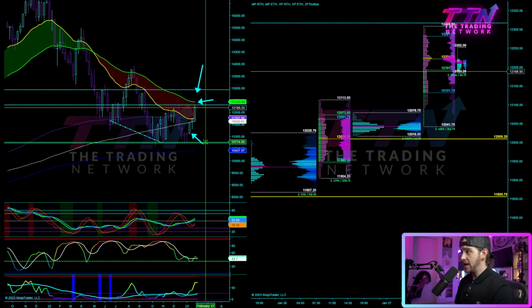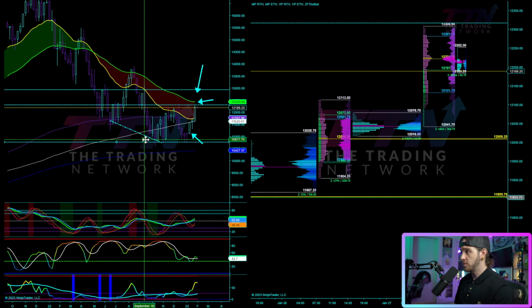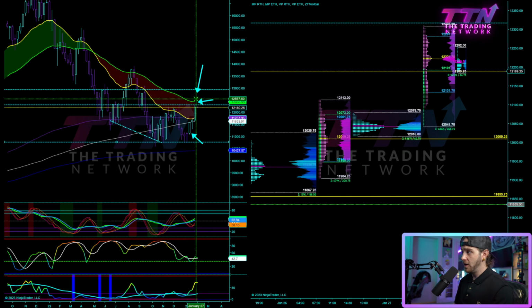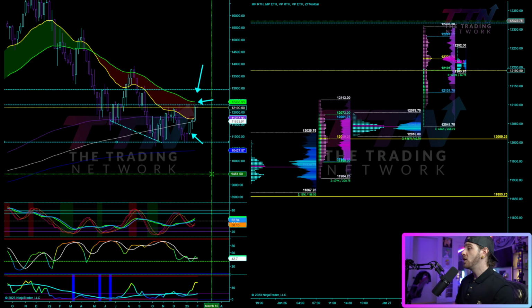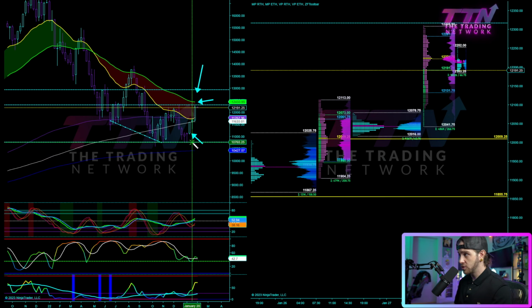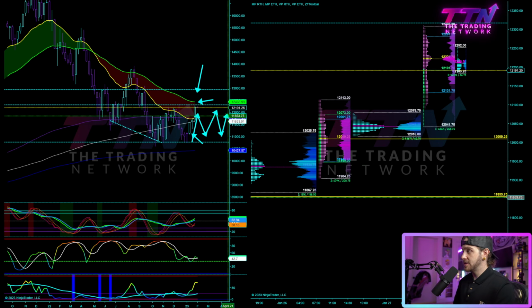So once again, we will not invalidate this structure, this three-step shift structure, the bullish divergence followed by a higher low and continuation, unless we break 10,765-ish to the downside. So we've got quite a ways to go to even invalidate this structure. Could we range in here for a while? Totally. But this is what I'm looking at.